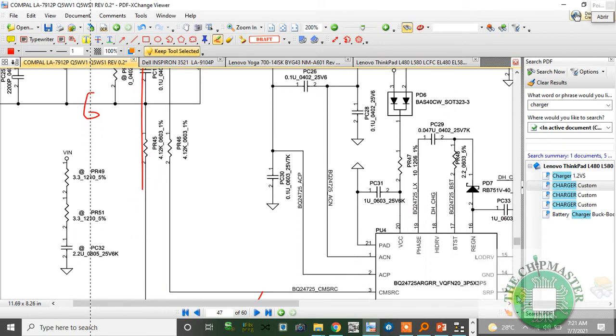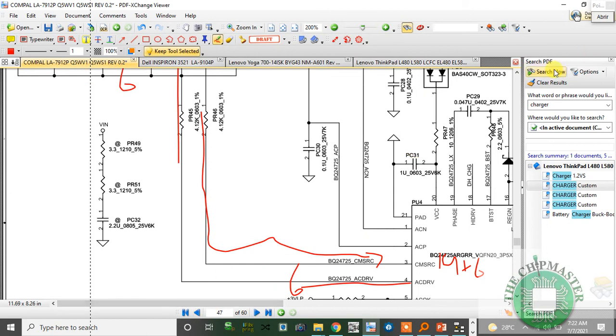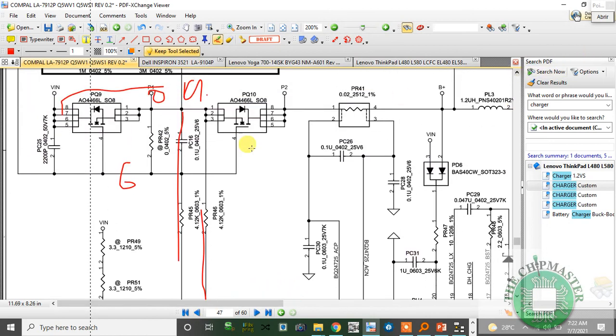So when 19 volts comes to this pin, it becomes CMSRC, which is coming to here, and pin number 3. So this is 19 plus 6 volts, which is giving us 25 volts. And when that 25 volts comes, it will conduct with 25 volts, not 6 volts anymore. Alright, so that is how it works. So 6 plus 19 gives us 25, so we get 25 volts coming out.